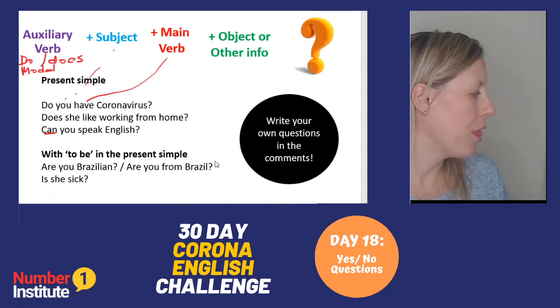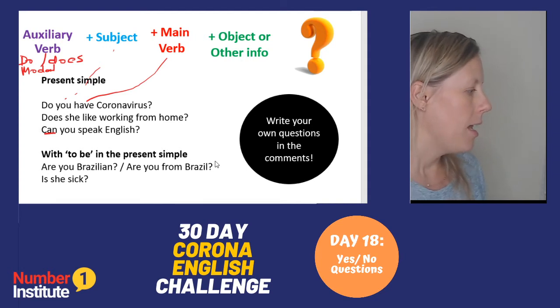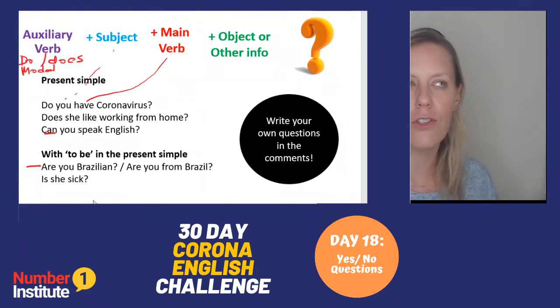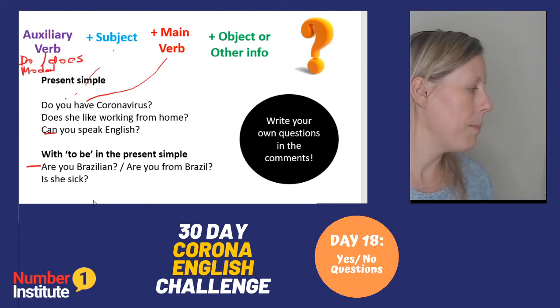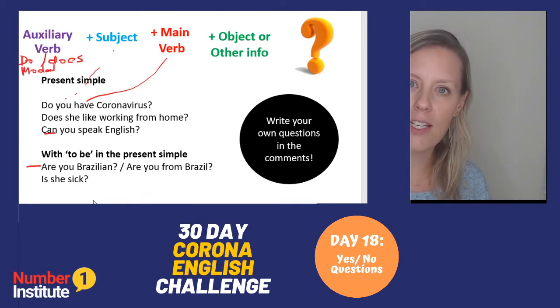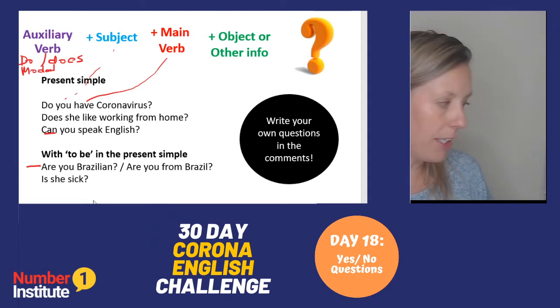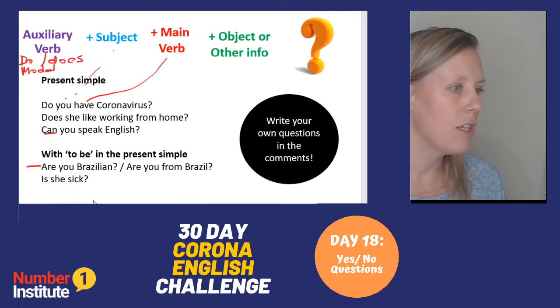All right, with to be in the present simple, we use that at the start and not another auxiliary verb. Okay, so in this sentence here, are you Brazilian? Not do you are Brazilian. So if our main verb is the verb to be, is, am, are, then we put that at the start and then the subject and then the object or other information. So are you Brazilian? Or are you from Brazil? The meaning is the same. Is she sick?